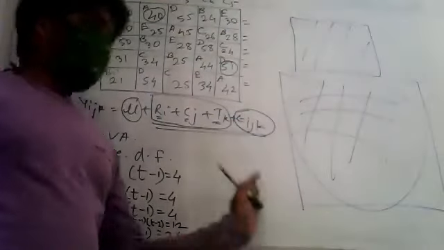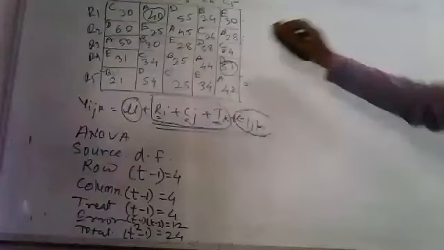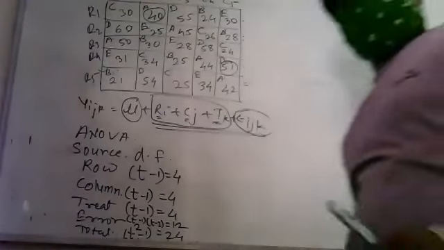Okay, that is why this is the drawback of Latin square design, that it is not a flexible design, and we can use minimum 5 and maximum up to 12 treatments. Okay, minimum 5, maximum up to 12 treatments. Okay, is there any doubt?